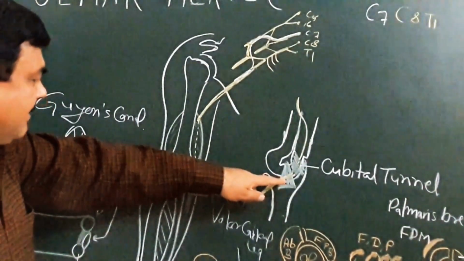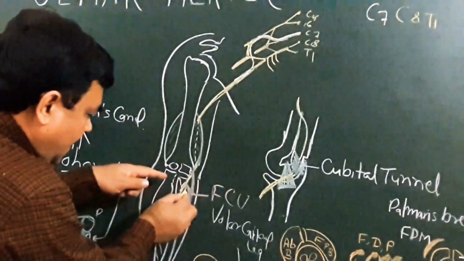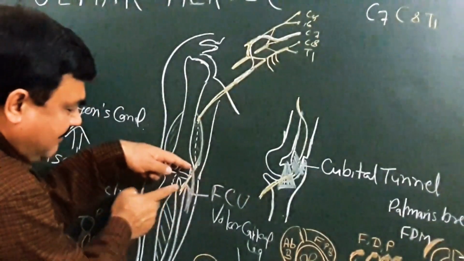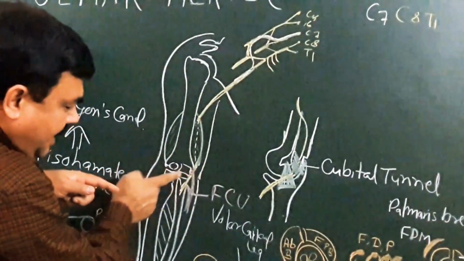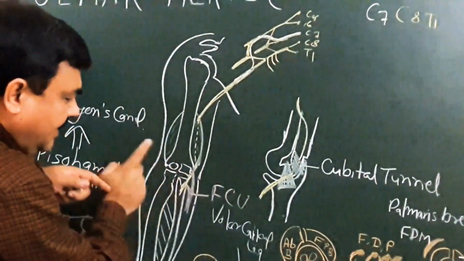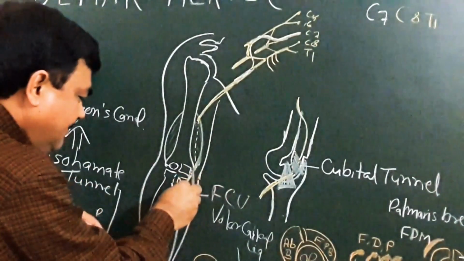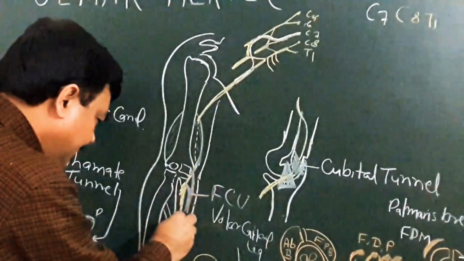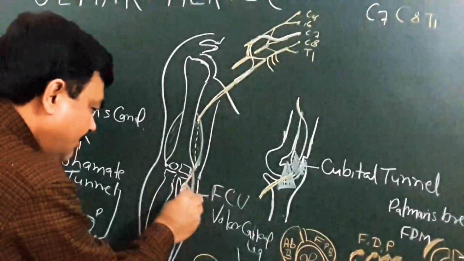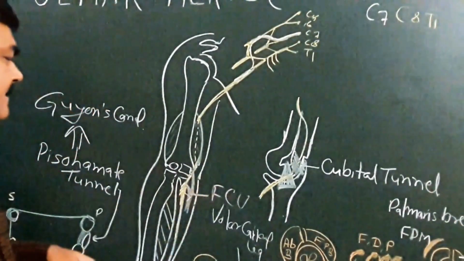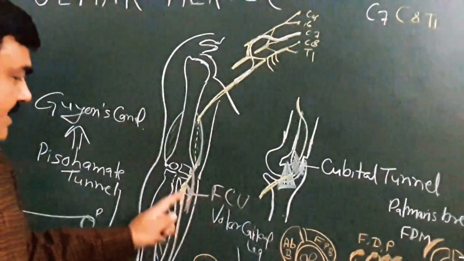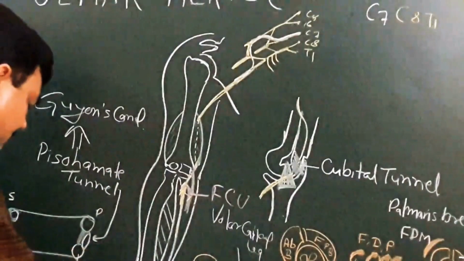Now, after passing deep to this, through the cubital tunnel and crossing the medial ulnar collateral ligament, again it passes between the two heads of the flexor carpi ulnaris. This is the humeral head and this is the ulnar head. Passes between these two heads and runs downward. Here it gives a branch to flexor carpi ulnaris, especially C7 fibers.